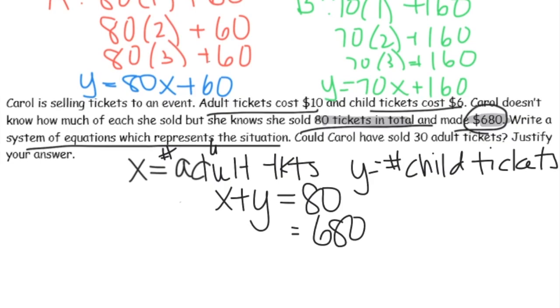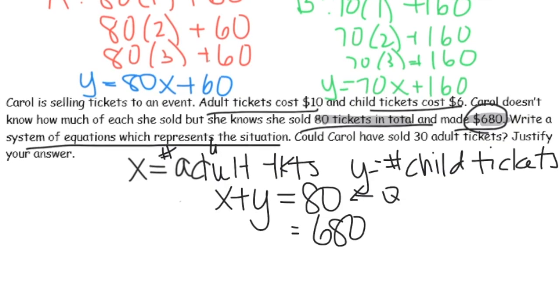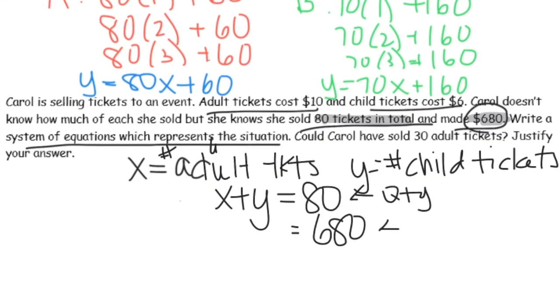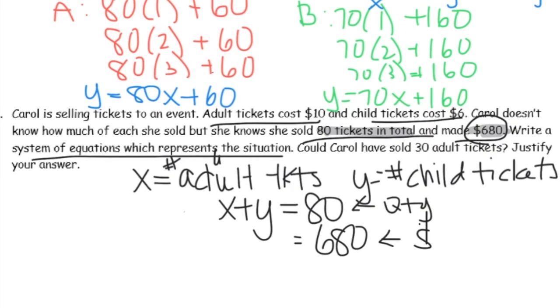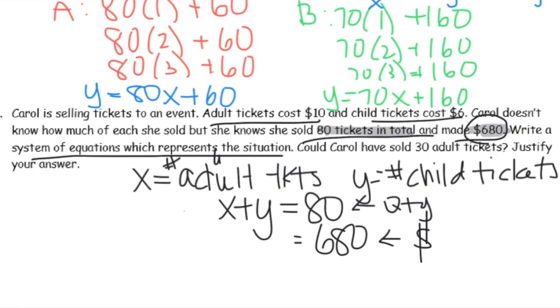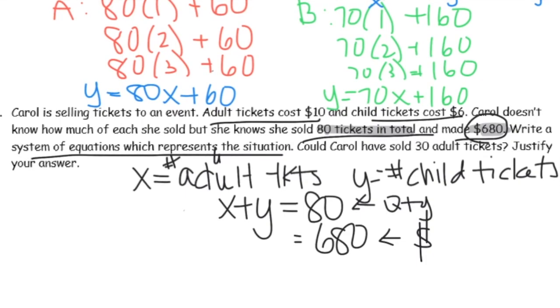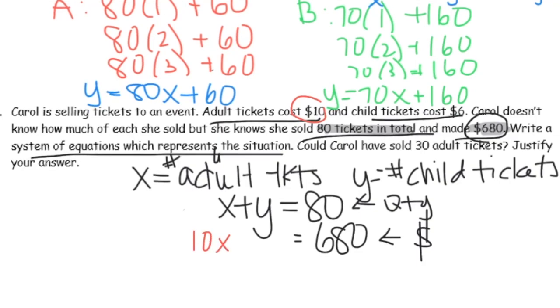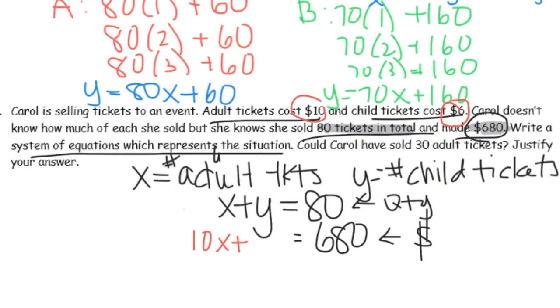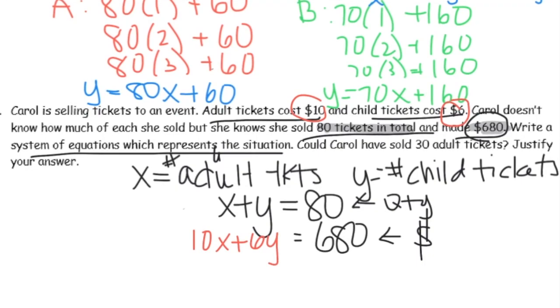So now this one talked about the quantity of tickets. This one's going to talk about the money. So here we're going to have how much it costs for an adult ticket. It's $10, right? It says $10. So we're going to put 10x plus $6 for a child ticket. So $10 times the adult tickets plus $6 times the number of child tickets should be $680. So this is our system.